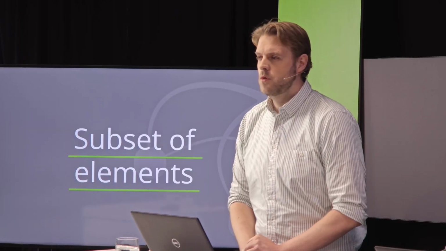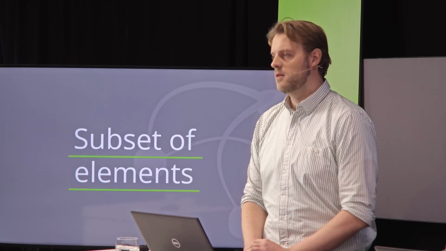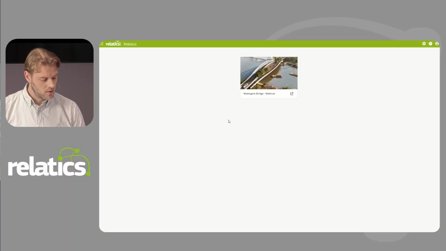In other words, we're looking for a set of elements that we would not be able to achieve by using any existing filter features, or simply only being able to look at that specific set by manually searching for the elements, which of course can take a lot of time and effort. So that is why our colleagues from development have added the feature subset of elements. So I would like to move on to Relatics to show you how this new feature works.